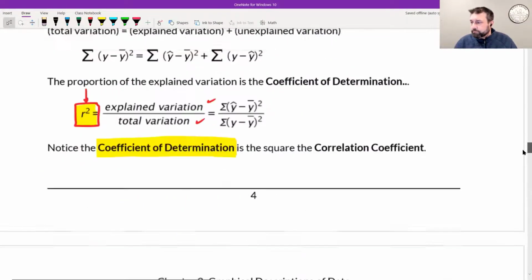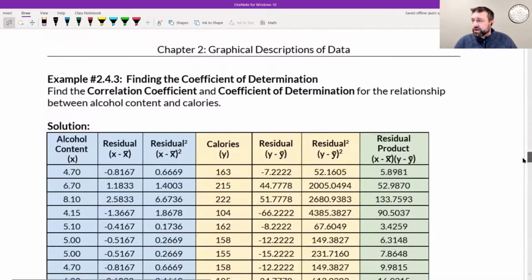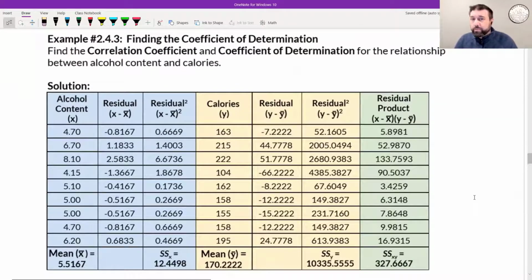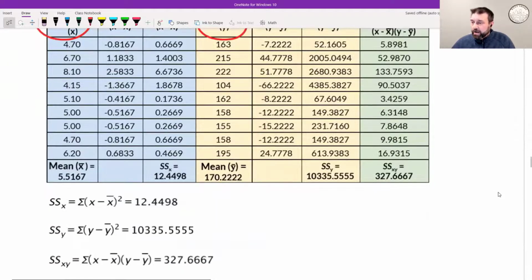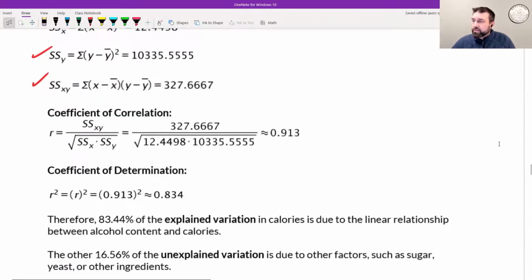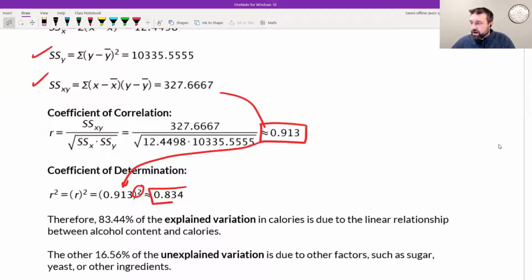So again, we're going to go down here, and here is our information from the beer data. Remember the alcohol content and the calories. And so we have, once again, our SSX, we have SSY, we have SSXY. We plug them in and we find R, which is this value right here. And then we just take that number and we square it. And this is R squared. So that is about 83.4%, which is a solid B.